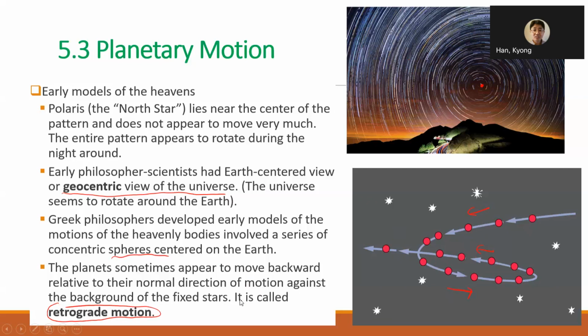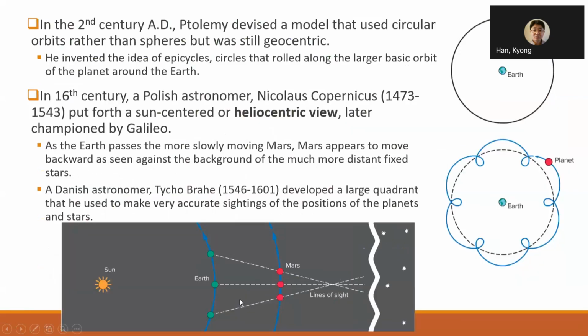But then how to explain this one? Ptolemy was a Greek scientist, a philosopher of the 2nd century AD. He devised a model that used circular orbits rather than spheres, but still geocentric. He invented the idea of epicycles.